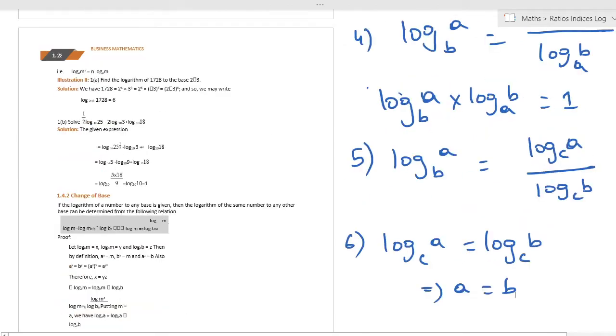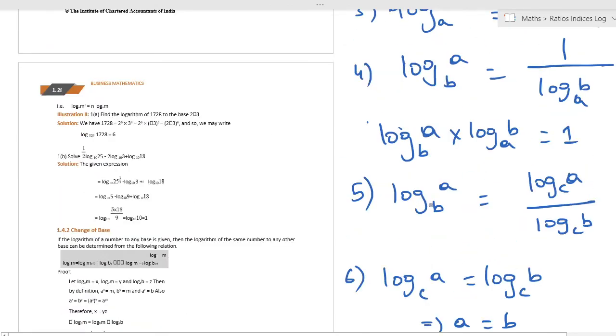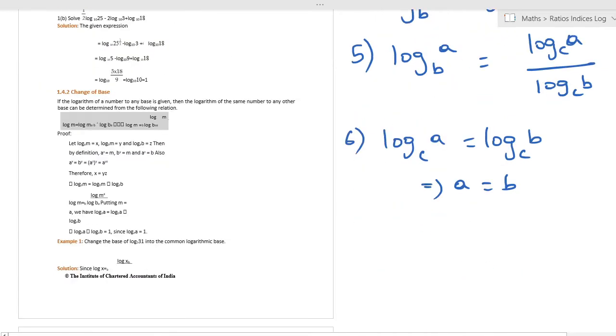If you want to change the base, here the base is b. If you want to change it to any other base, you can do it this way: log a by log b to any base, let's say c. Also, if log a equals log b and the bases are the same, then a equals b. So guys, I'll be solving only the tough problems given in your material.